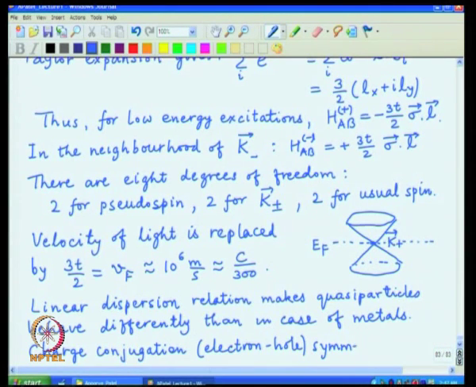In other words, electron hole symmetry, which remains exact for this Dirac equation. So, electron and holes will have the same effective mass and the same mobility. That is also a property different from what is seen in case of metals or semiconductors. So, that is a generic feature. Those are the exact consequences of the Dirac equation.